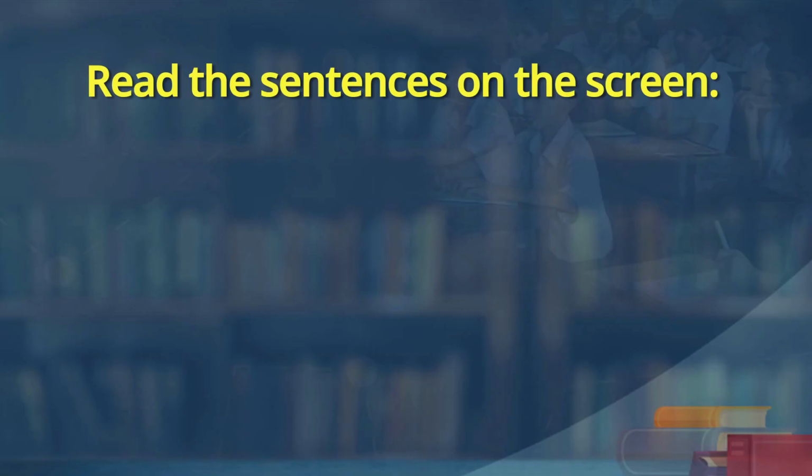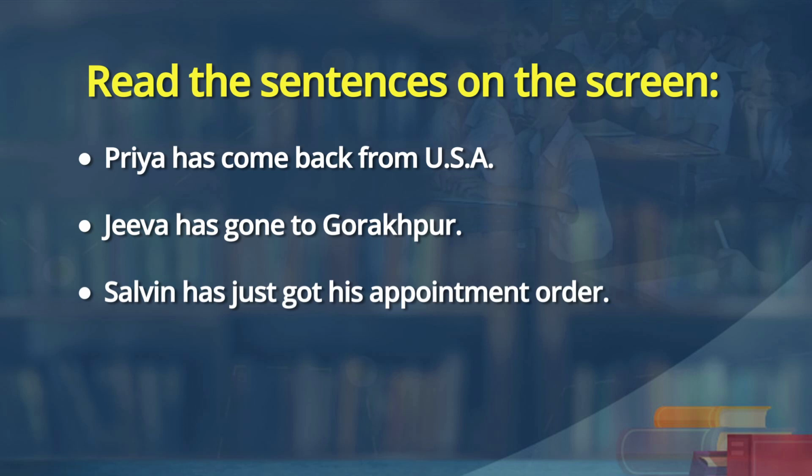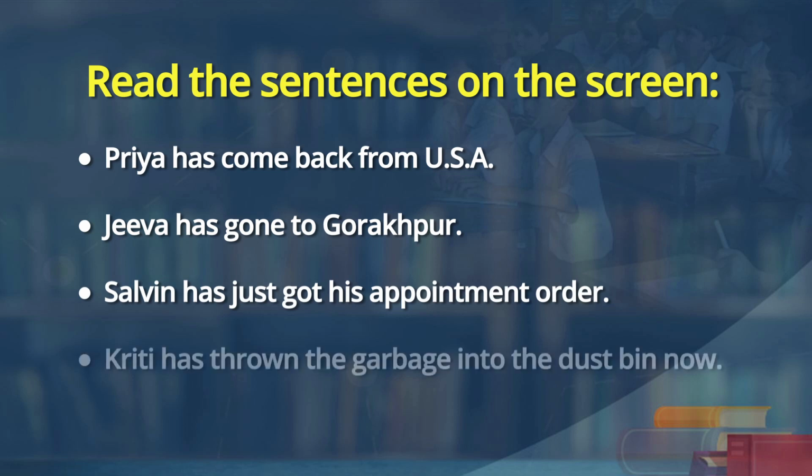Okay, Kriti, here are some more sentences for you. You read out to the benefit of learners. Okay, sir. The first one is, please go ahead. Priya has come back from USA. Jiva has gone to Gorakhpur. Salvin has just got his appointment order. Kriti has thrown the garbage into the dustbin now. Fine. Four, five sentences, all are referring to an action which has just taken place. Okay. Let us further explore some more activities so that our learners get the point how present perfect is used.